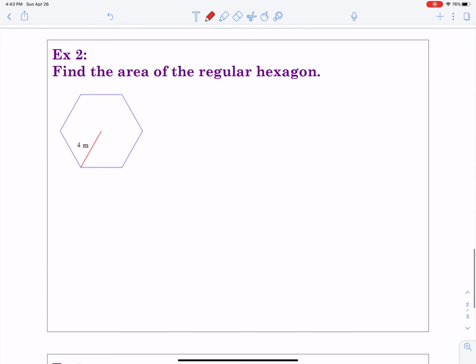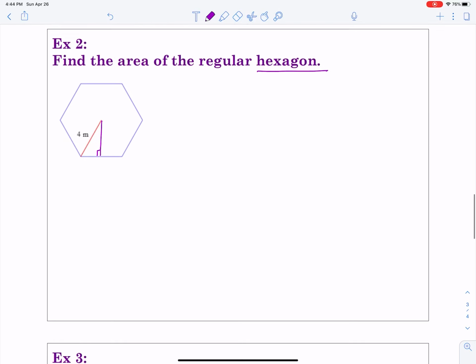Okay, example number 2. In this case, we're actually given the radius. We are not given the apothem here, so we're going to have to find that. This is a hexagon, so we're going to have to use these interior angles to find our missing side lengths. So just a reminder, area equals 1/2 perimeter times apothem. So we're looking for the perimeter and we're looking for the apothem. In order to find the perimeter, we need to find this side length right here.